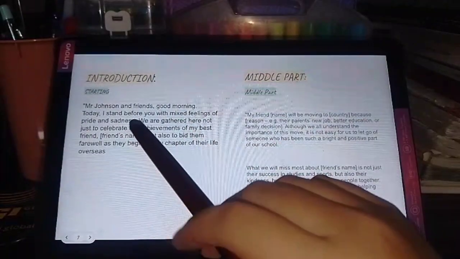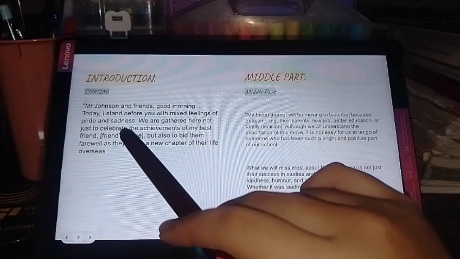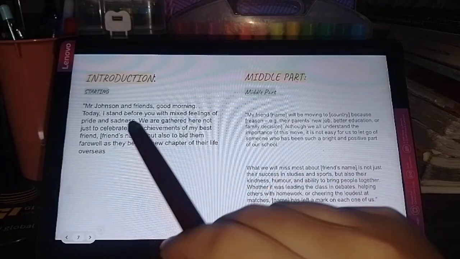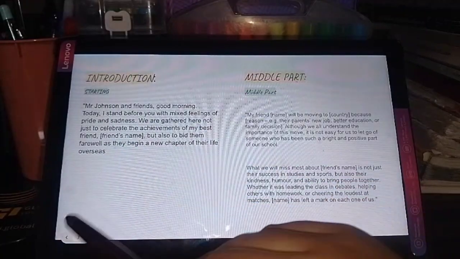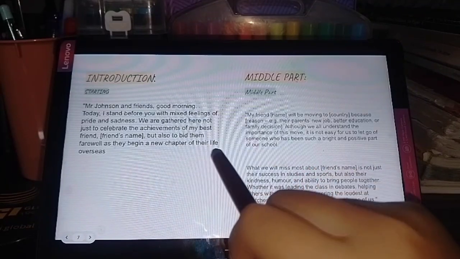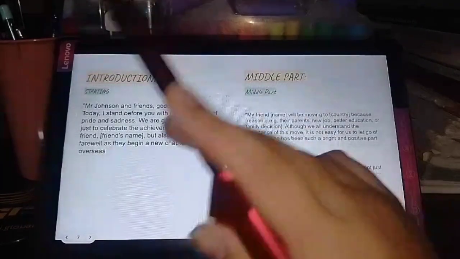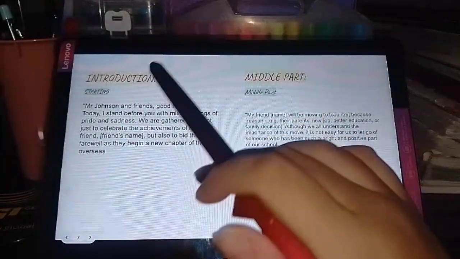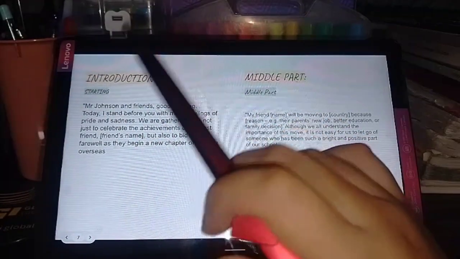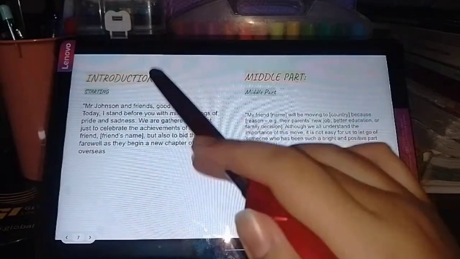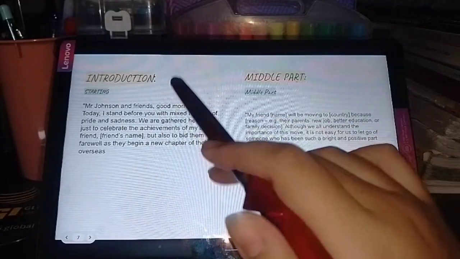"Today I stand before you with mixed feelings of pride and sadness. We are gathered here not just to celebrate the achievement of my best friend, your friend's name, but also to bid them farewell as they begin a new chapter of their life overseas." This is how you're going to start. It's not compulsory that this topic will be provided in the directed writing. There might be another topic, but you have to make sure you know this starting very well.